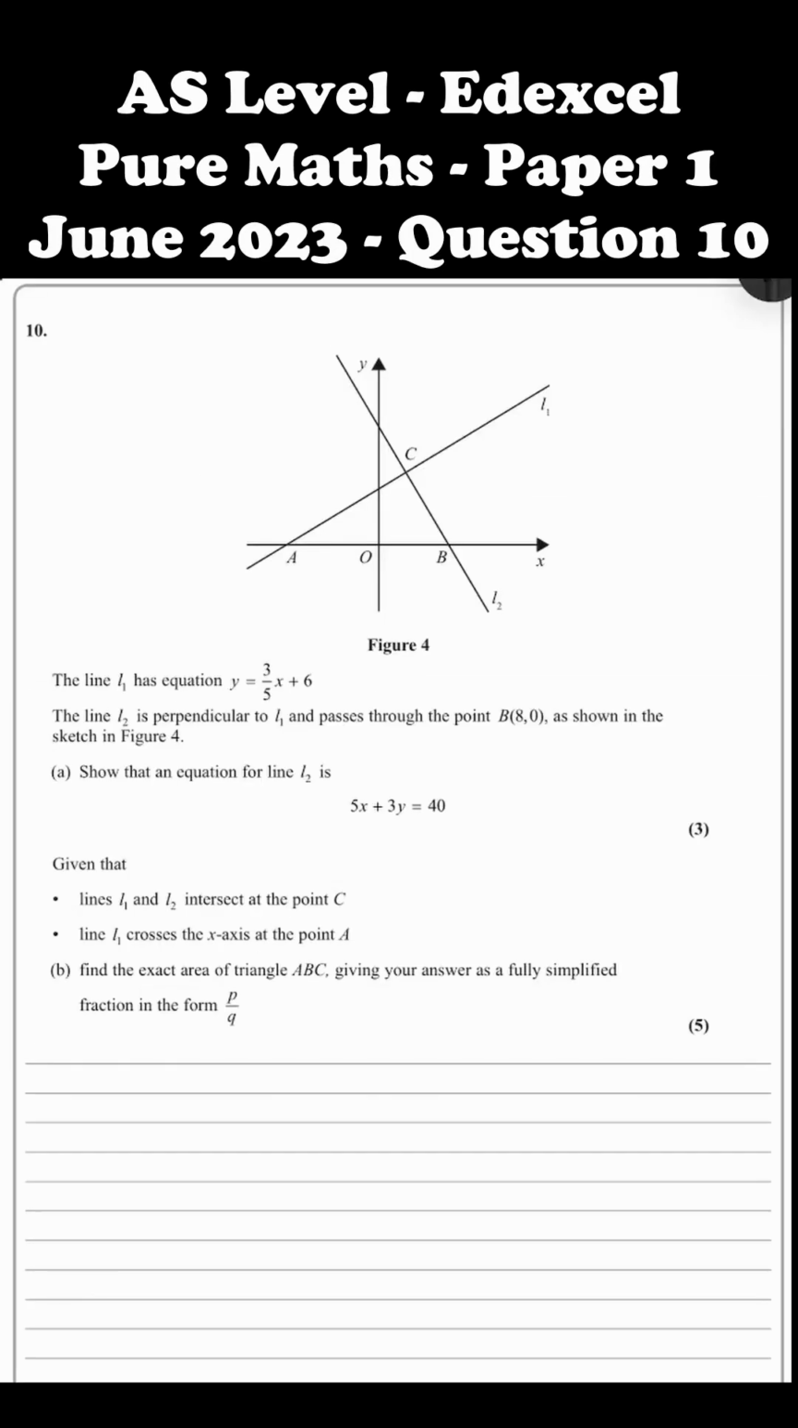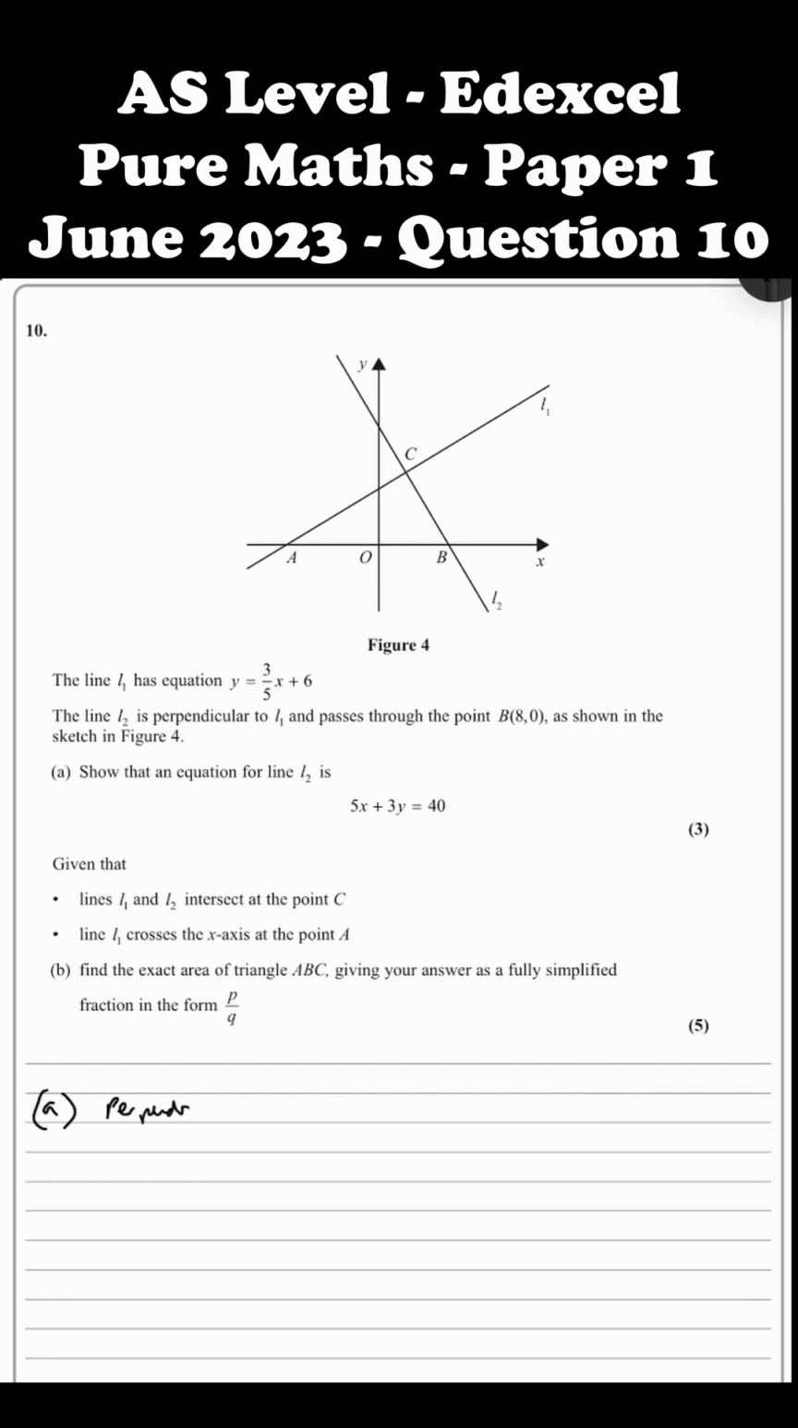Question number 10. The line L1 has equation y equals 3 over 5 x plus 6. The line L2 is perpendicular to L1 and passes through the point B (8, 0) as shown in the sketch in figure 4. Part A, show that an equation for the line L2 is 5x plus 3y equals 40.